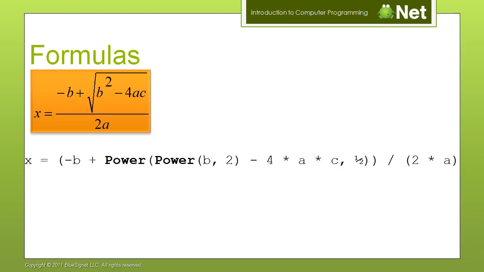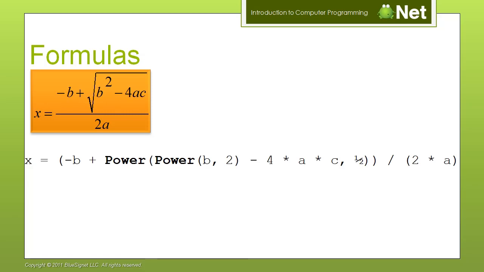So negative b plus the power to 1/2 of b to the power of 2, which we see is power paren b comma 2. So b to the power of 2 minus 4 times a times c. In the order of operations, I think that'll just go left to right. So the power function we'll evaluate first, power b to the power of 2, then 4 times a times c. And then those will be subtracted from each other, which will result in the value that's calculated by power to the power of 1/2. And lastly, that gets added to negative b.